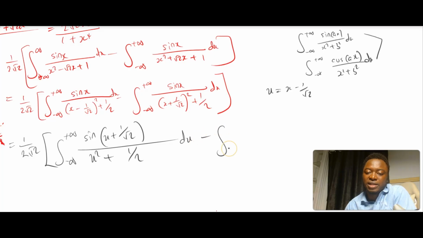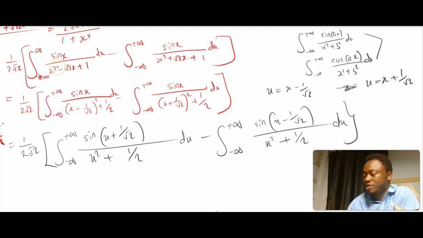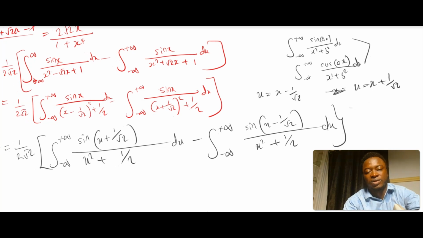On the other hand here, from negative infinity to positive infinity, if you have u to be x plus 1/square root of 2, the x would be u minus 1/square root of 2, so you have a sine of u minus 1/square root of 2 here, all divided by u squared plus 1/2, and then you have the du. Now I'm using the same u, but it doesn't matter. You could have used v or t, it doesn't matter.